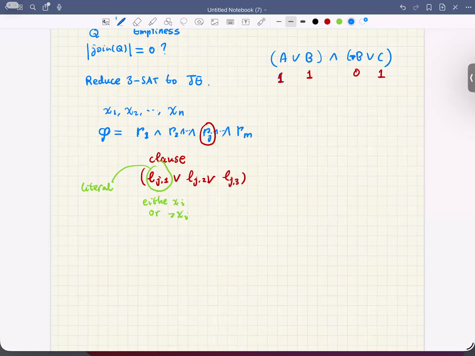So here is how we're going to construct a join. Now we will have to construct Q. We're given phi. You see what I mean?